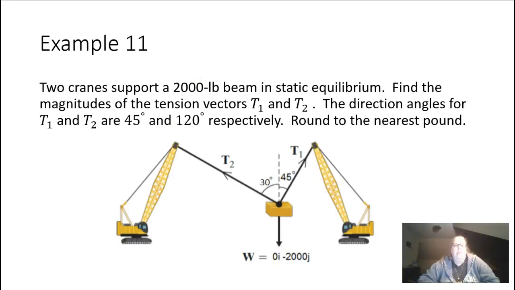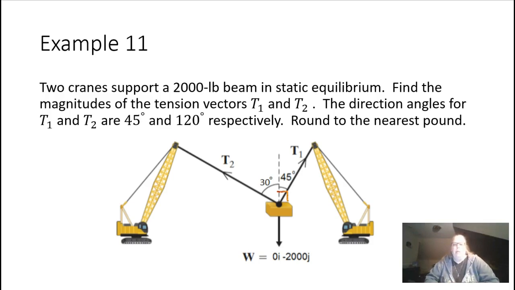Example 11. Two cranes support a 2,000-pound beam in static equilibrium. Find the magnitudes of the tension vectors T1 and T2. The direction angles for T1 and T2 are 45 degrees and 120 degrees respectively. Round to the nearest pound. You'll notice in the picture that the angles have been labeled as 45 and 30. Remember, this angle came about because we have a 90-degree angle here, and 90 plus 30 gives you the 120. So that's where that came from.